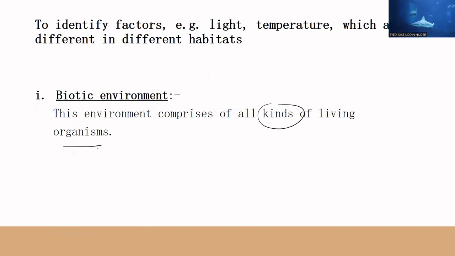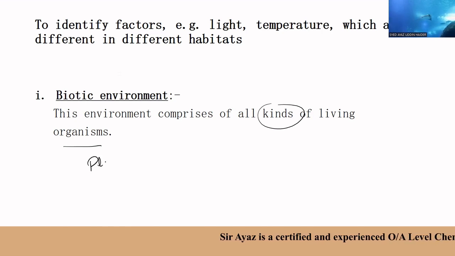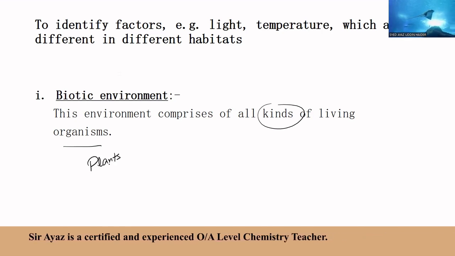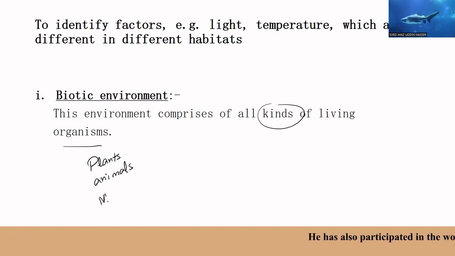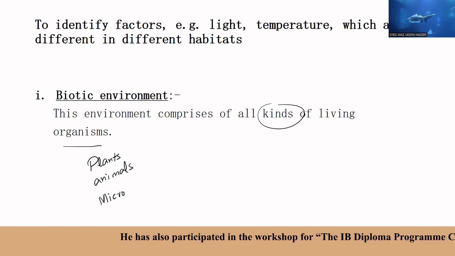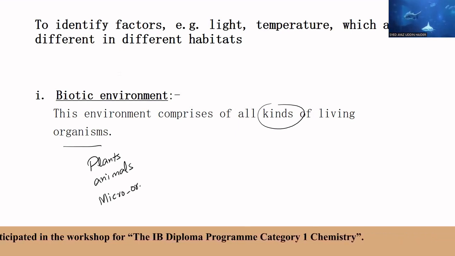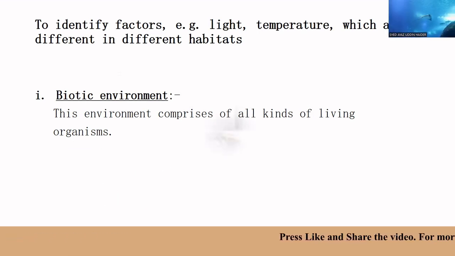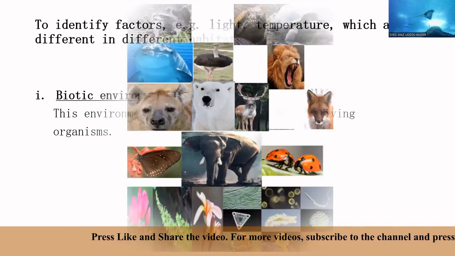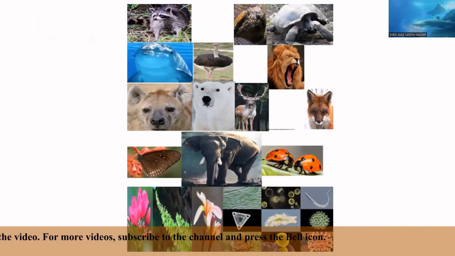When you say all kinds of living organisms, you can include plants, animals, and even microorganisms. So this is the biotic environment.